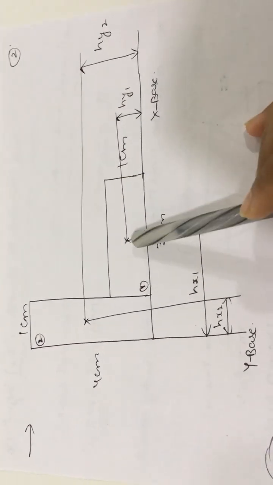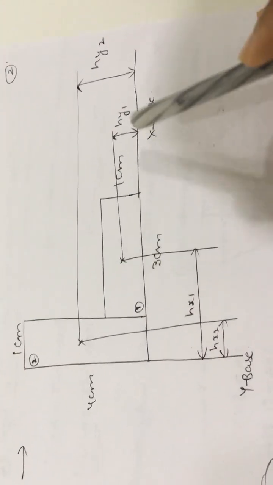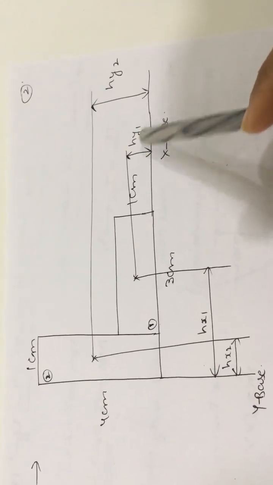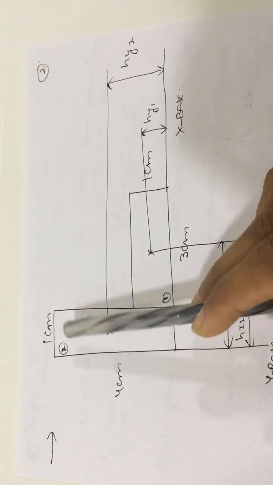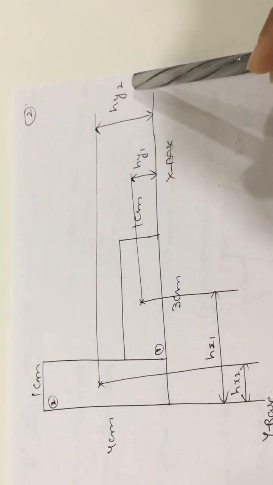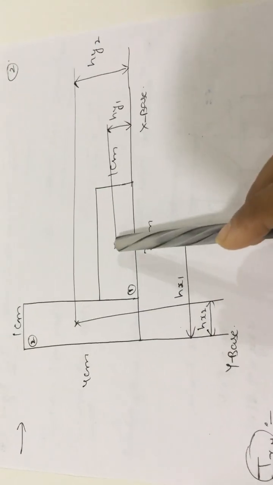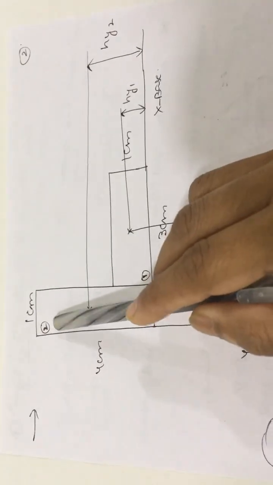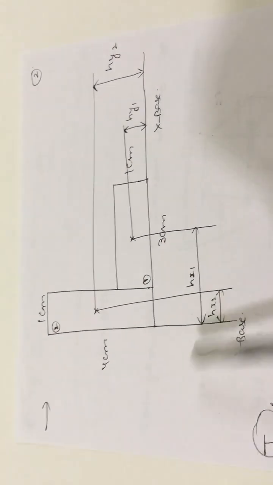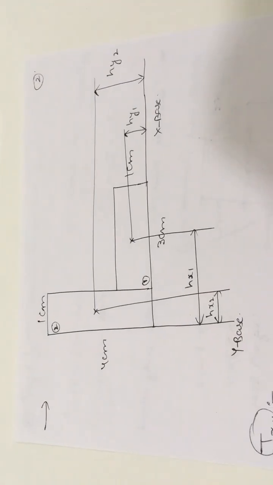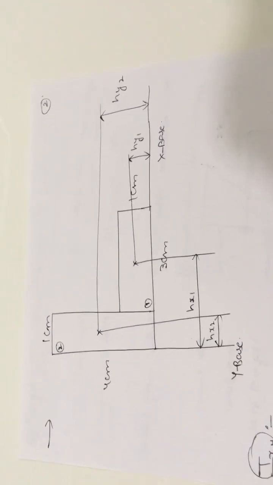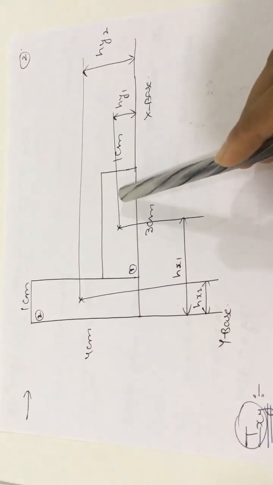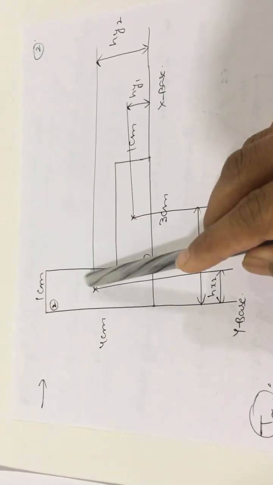So here for the first section, from the centroid point of the first section to the x base, hy1 distance. Next, from the centroid of the second section to the x base, hy2 distance. Next, from the centroid of the first section to the y base, hx1 distance. From the centroid of the second section to the y base, hx2 distance. So from this diagram we got the hx1, hx2, hy1, hy2 distances. By using these distances we can calculate the ixy for the first section and ixy for the second section.